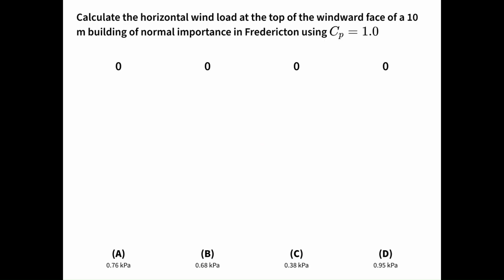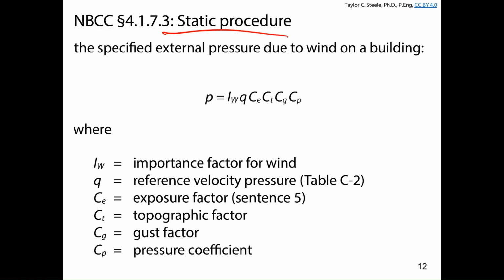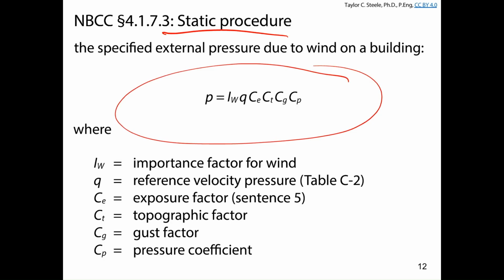Okay, so we need to be looking at the equation here for wind load. Some of you might already see it, but we need to be using this equation here. Normal importance tells us something about what I should be. Fredericton tells us what Q should be. Top of a 10 meters tall structure tells you something about what CE should be. CT and CG should be taken as certain values, and basically I say to take CP as 1. Okay, so take a second to go through that calculation, see if you can get familiar with using that equation for wind pressure, and we'll come back and talk about that here in a second.